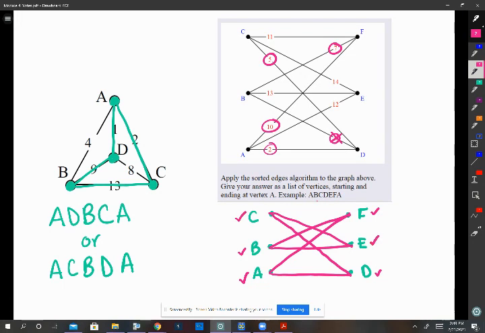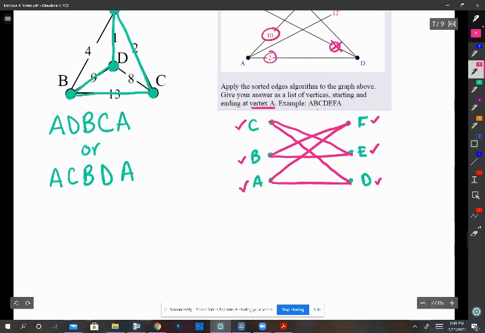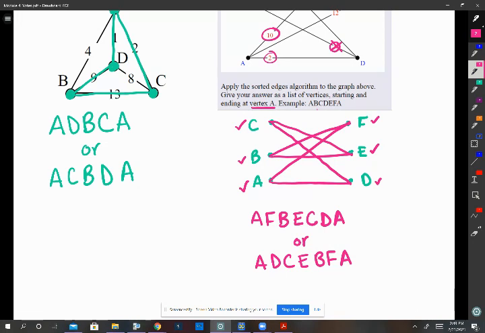So now when it asks you to write it, it's going to say write it starting and ending with vertex A. But I couldn't do that until I created the circuit. So once I've created the circuit, now you can write it as A to F to B to E to C to D back to A. Or you could have gone the other way. So you can go A, D, C, E, B, F back to A. And again, it doesn't matter. You just have to start with the vertex that they tell you to, but create your circuit first.